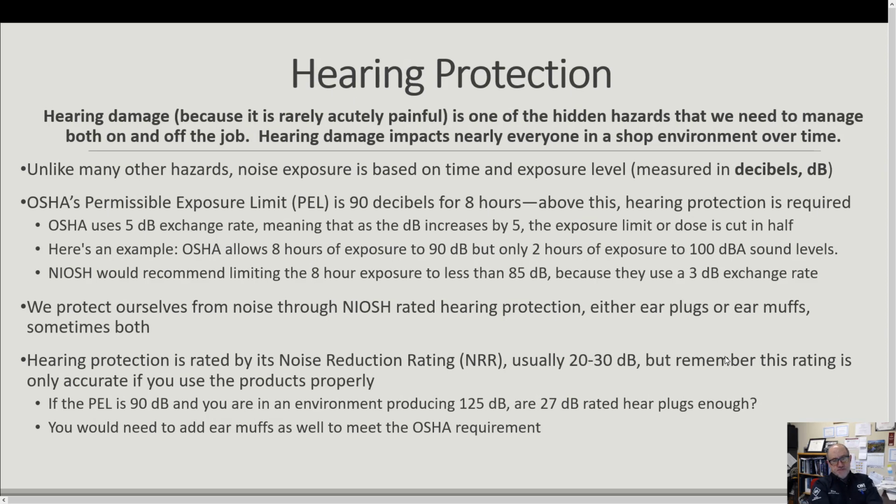Hearing protection. Hearing damage, because it's rarely acutely painful, is one of the hidden hazards we need to manage both on and off the job.